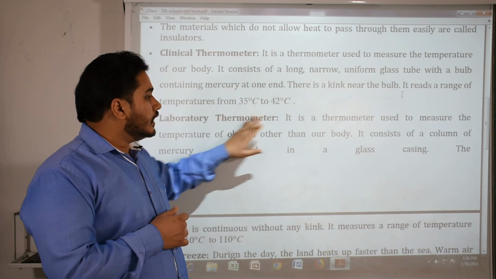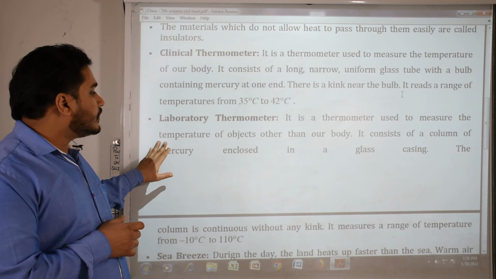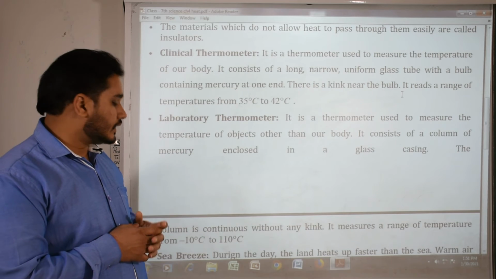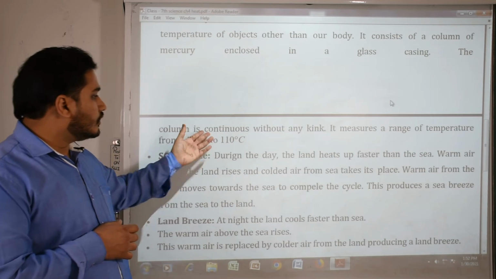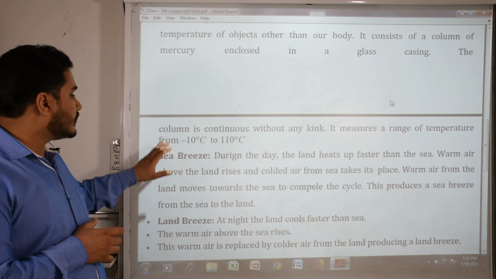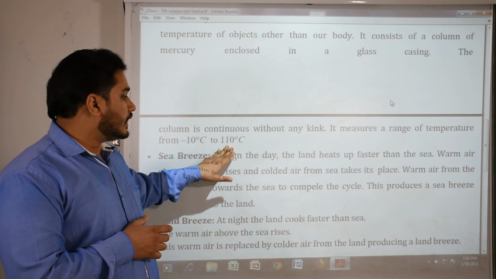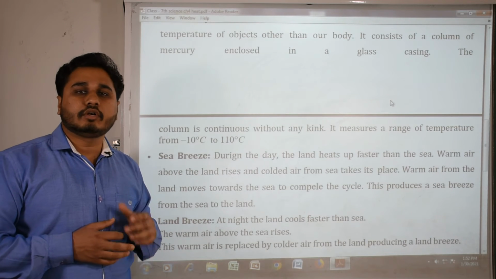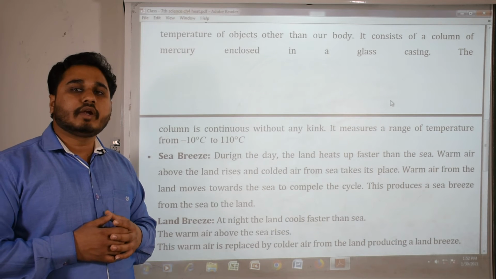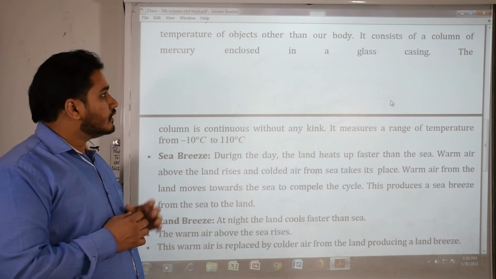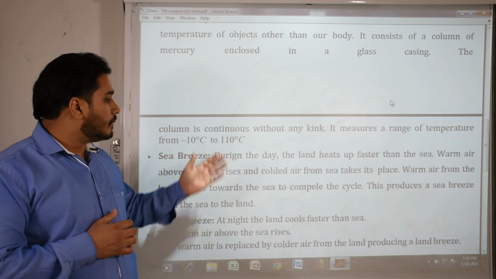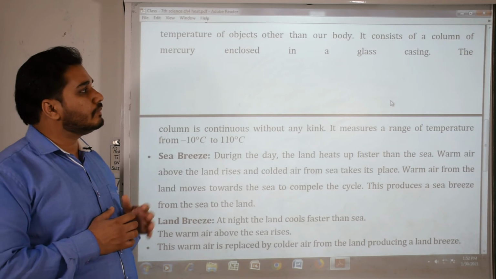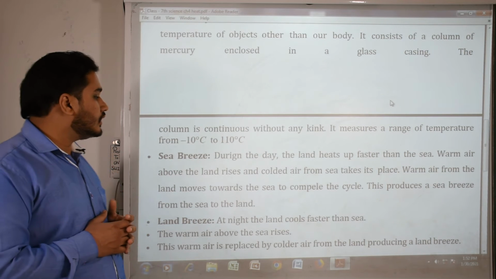Then laboratory thermometers. It is a thermometer used to measure the temperature of an object other than our body. It consists of a column of mercury enclosed in a glass casing. The column is continuous without any kink. It measures a range of temperature from minus 10 degrees Celsius to 110 degrees Celsius. Nowadays both thermometers are not easily available, because infrared thermometers are the best source, which easily measure temperatures above and below this range, and perform better than both thermometers given in the textbook.